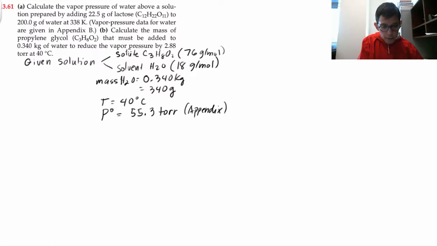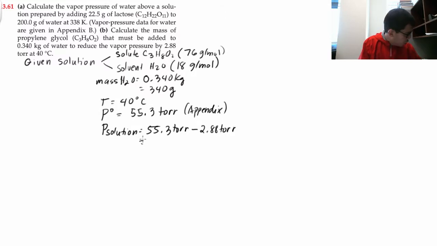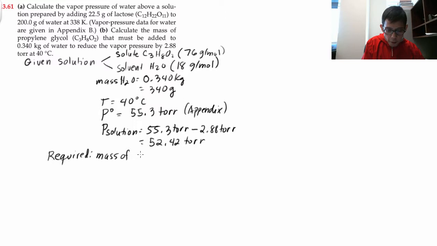Okay, it says that we want the vapor pressure to decrease by 2.88 torr at 40 degrees. So therefore the vapor pressure of the solution is the vapor pressure of pure water, 55.3 torr, minus the decrease, 2.88 torr. So that should be 52.42 torr. Okay, so those are our given. So what is required? Required is the mass of propylene glycol, C3H8O2, that will give this vapor pressure.